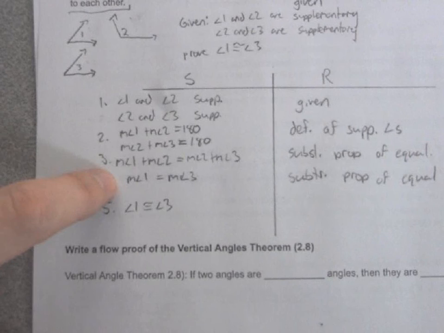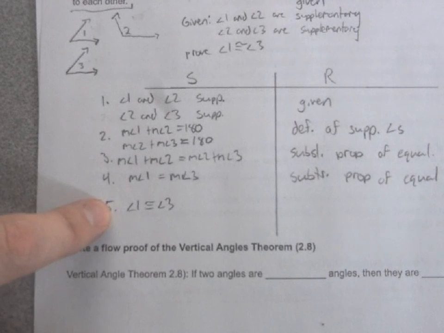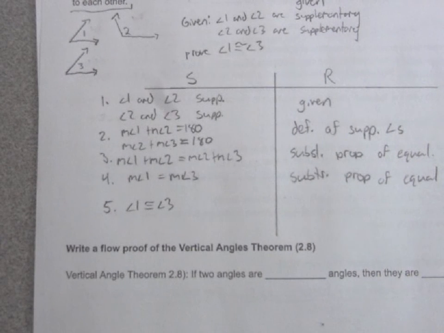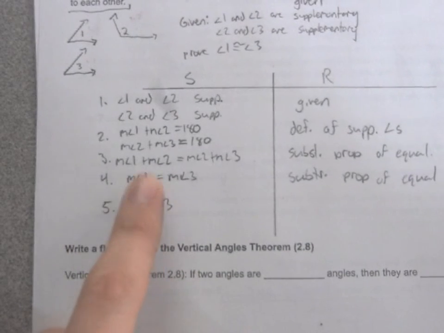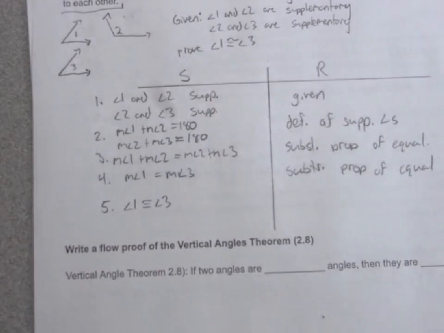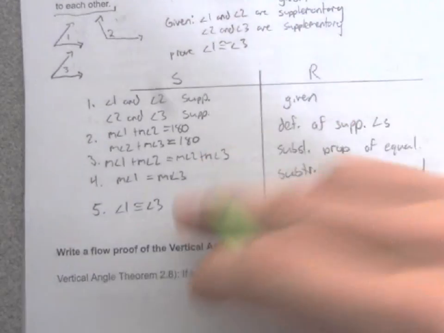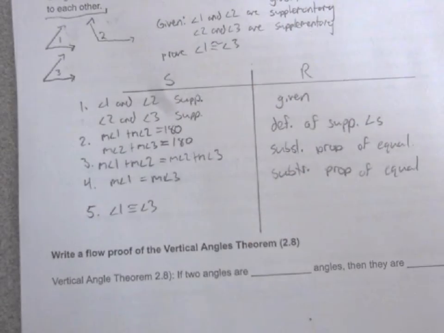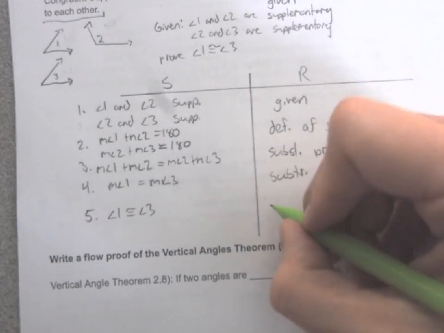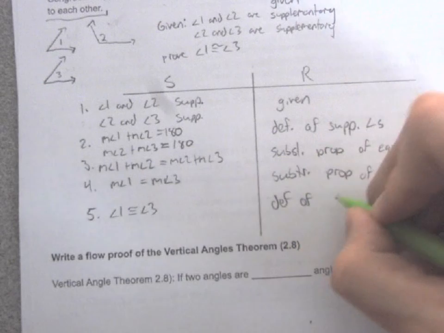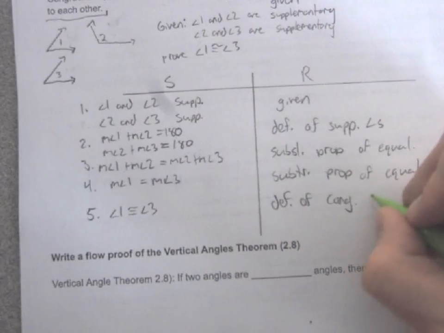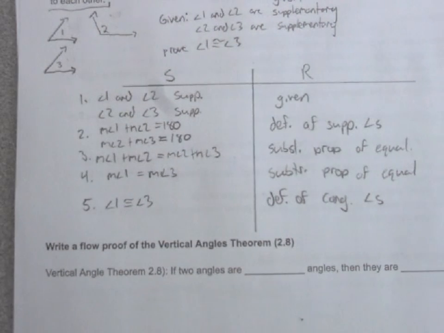All right, now these statements are very, very similar. This one says the measures of the angles are equal. This says the angles are congruent. And for that transition, we just use the definition of congruent angles. The definition of congruent angles is angles whose measures are equal. And definitions can go in both directions. So if two angle measures are equal, then the angles are congruent. If two angles are congruent, then their angle measures are equal. So this is the definition of congruent angles. And that's our proof. Okay?